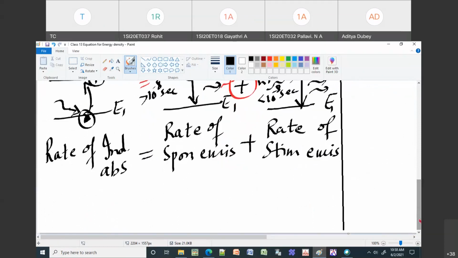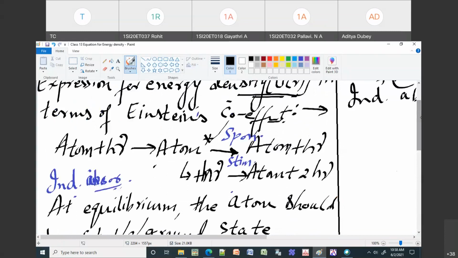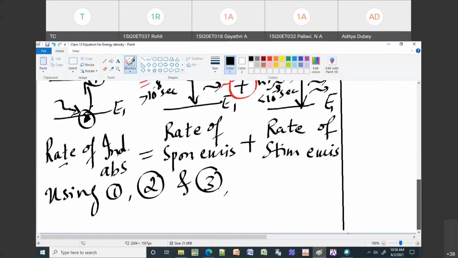Now what you do is you use equations 1, 2 and 3. Equation 1 gives the rate of induced absorption, 2 gives the rate of spontaneous emission, and 3 gives the rate of stimulated emission in terms of the Einstein coefficients, because we want u of nu in terms of the Einstein coefficients. So we need to use these equations.